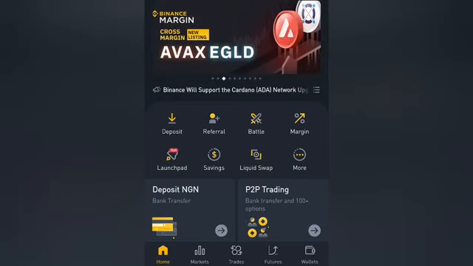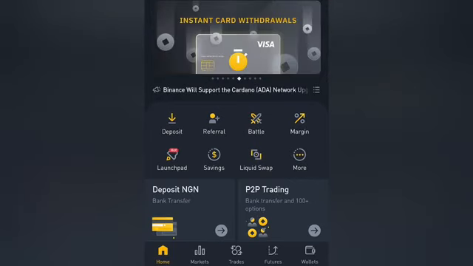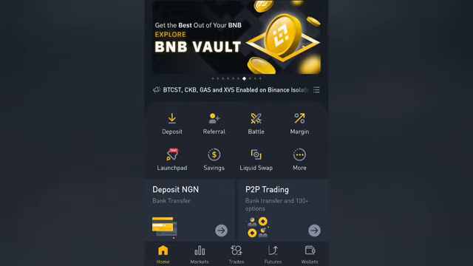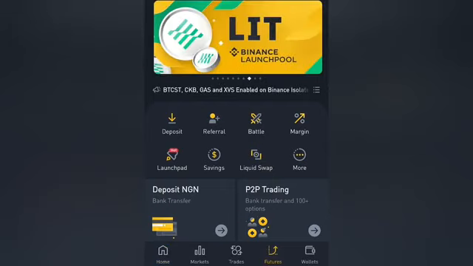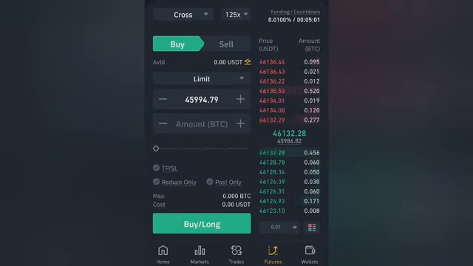Now let's start. First of all, we would have to go to the futures icon right there. You click on futures. Now this is how your futures platform will look. I am going to show you exactly how to use this interface right here.